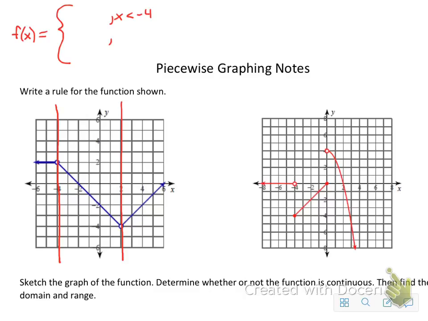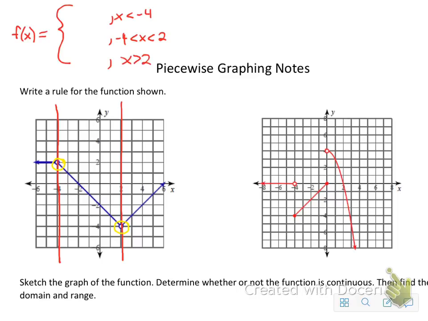The next piece is between -4 and 2. Now, you also have to look and see this point right here on the breaks. Is it open or closed? Because these are open, we are not going to use the or equal to symbols. We're just going to use our less than symbols. So from -4 less than x, which is less than 2. And then the last piece is where x is greater than 2, because it's to the right.